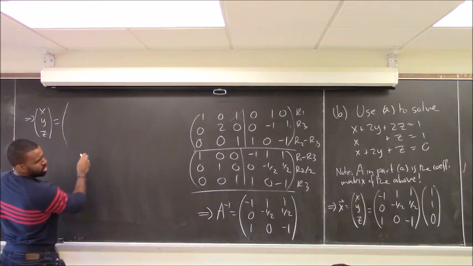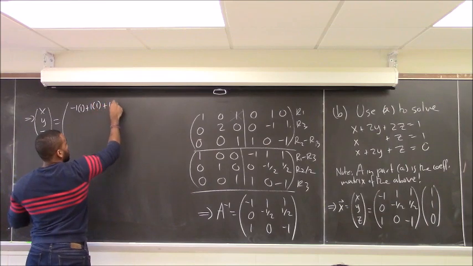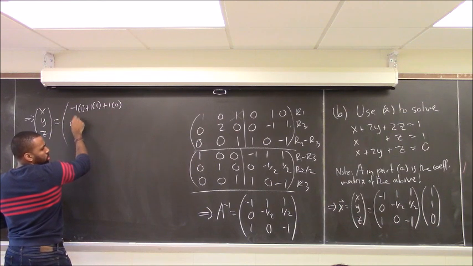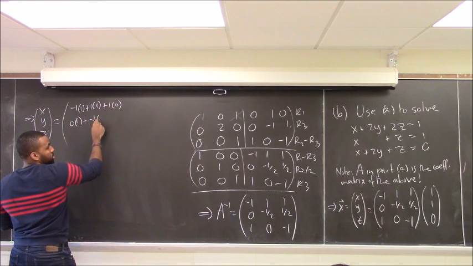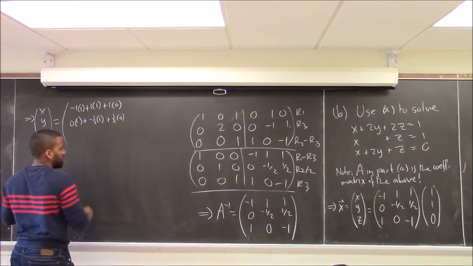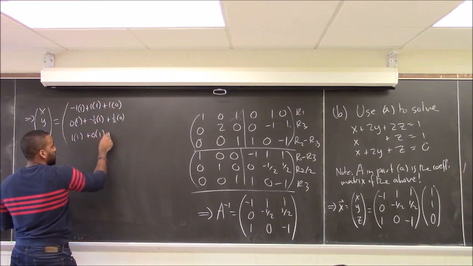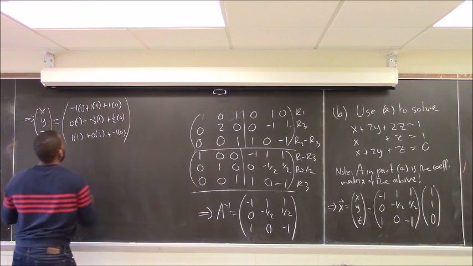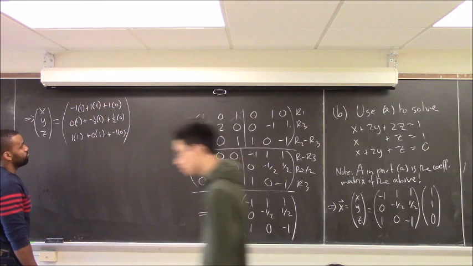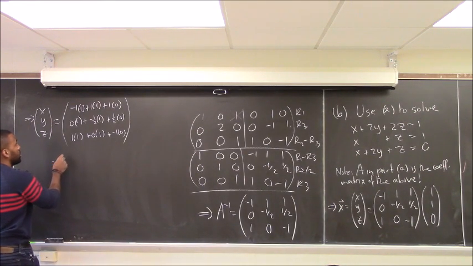So it's going to be minus 1 times 1 plus 1 times 1 plus 1 times 0. Then a 0 times 1 plus a half times 1 plus a half times 0. Then it's going to be 1 times 1 plus 0 times 1 plus minus 1 times 0. I think that looks fine.